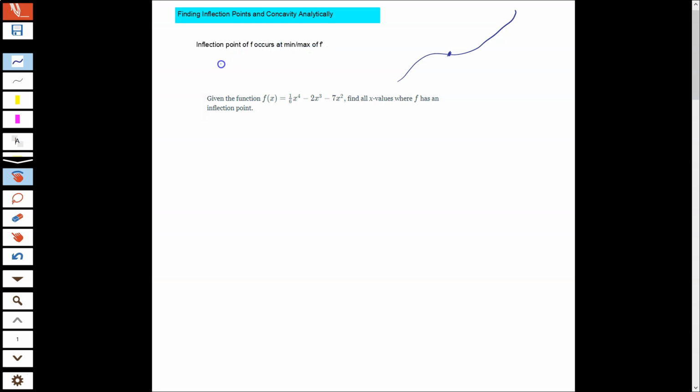So what we can actually do here is we can use f double prime to find inflection points. So we're going to use the second derivative in this lesson. And what we want, if we want a min or a max of f prime, is f double prime to change signs. Okay, so we're going to look for critical values of the second derivative and then check to see whether they change signs or not.